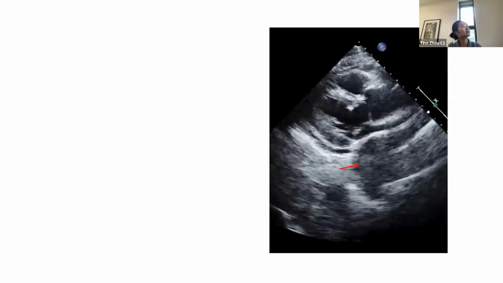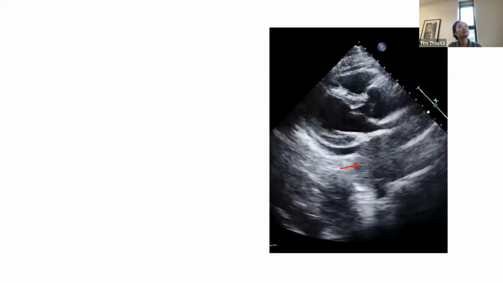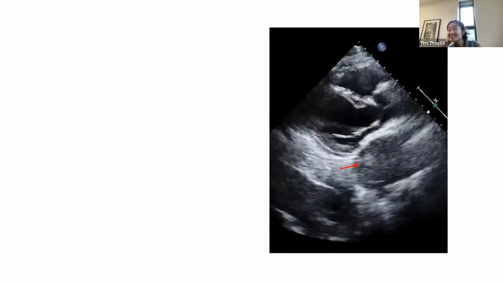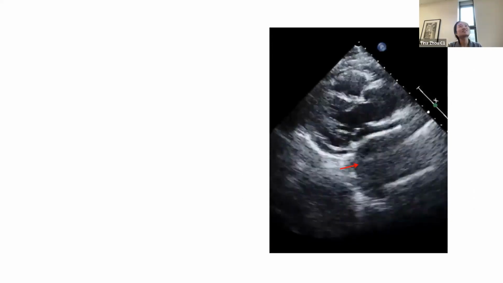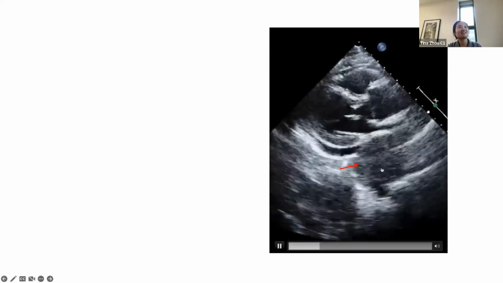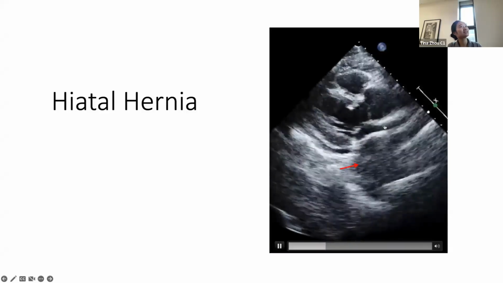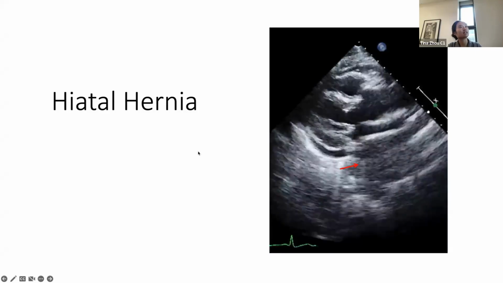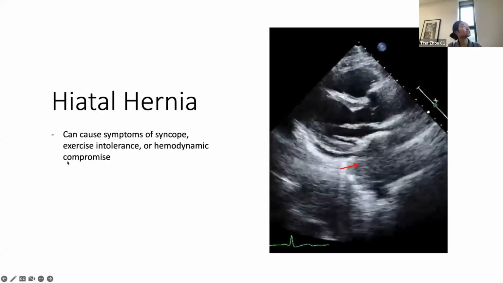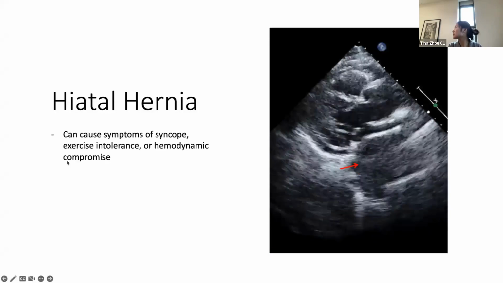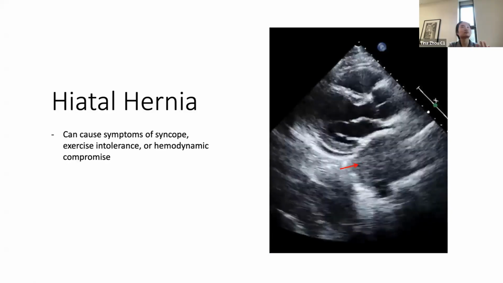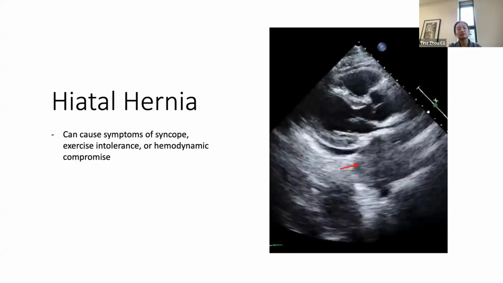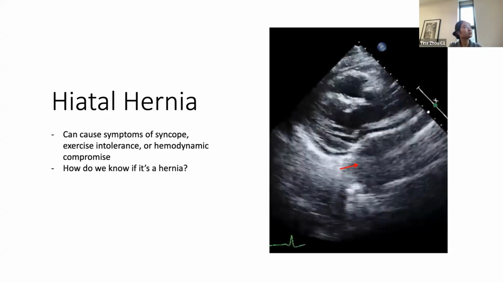Okay. What is that? Pardon me? So this is actually a hiatal hernia. This is the left atrium, as it's struggling a little bit, but this giant black area is actually part of the gut. Most of the time it's fine, but as you can imagine, if it's compressing on the left atrium to this extent, it can cause symptoms of syncope, exercise intolerance, and even hemodynamic compromise in certain scenarios.